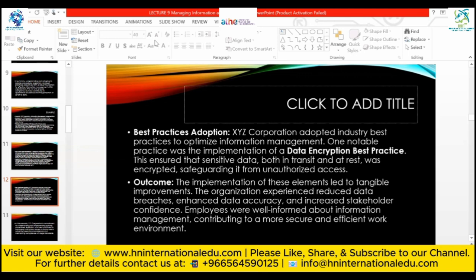What was the outcome of all this? The implementation of these elements led to tangible improvements. The organization experienced reduced data breaches, enhanced data accuracy, and increased stakeholder confidence. Employees were well informed about information management, contributing to a more secure and efficient work environment.